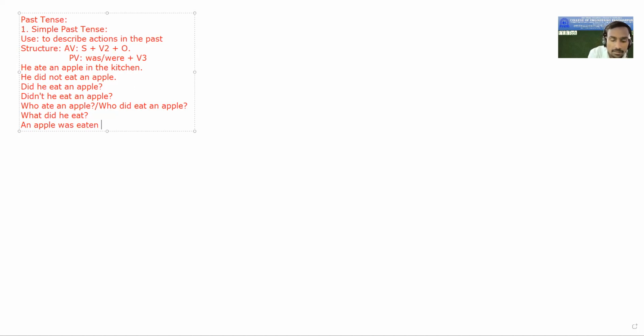Eaten is V3, and then by him, that you people can mention like this. In the kitchen, you can keep it at the end. If you want to add, here I'm not going to add, but if you want to put it, you can put it at the end as it is, or you can add it somewhere in the sentence also. So an apple was eaten by him, that became passive.